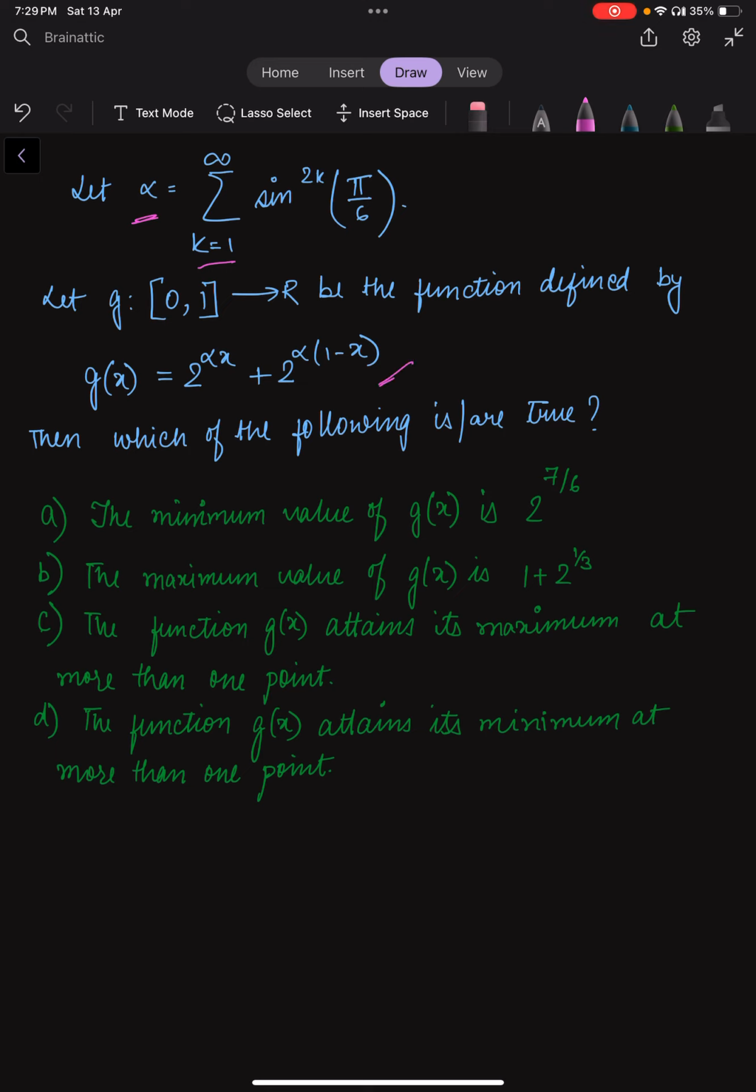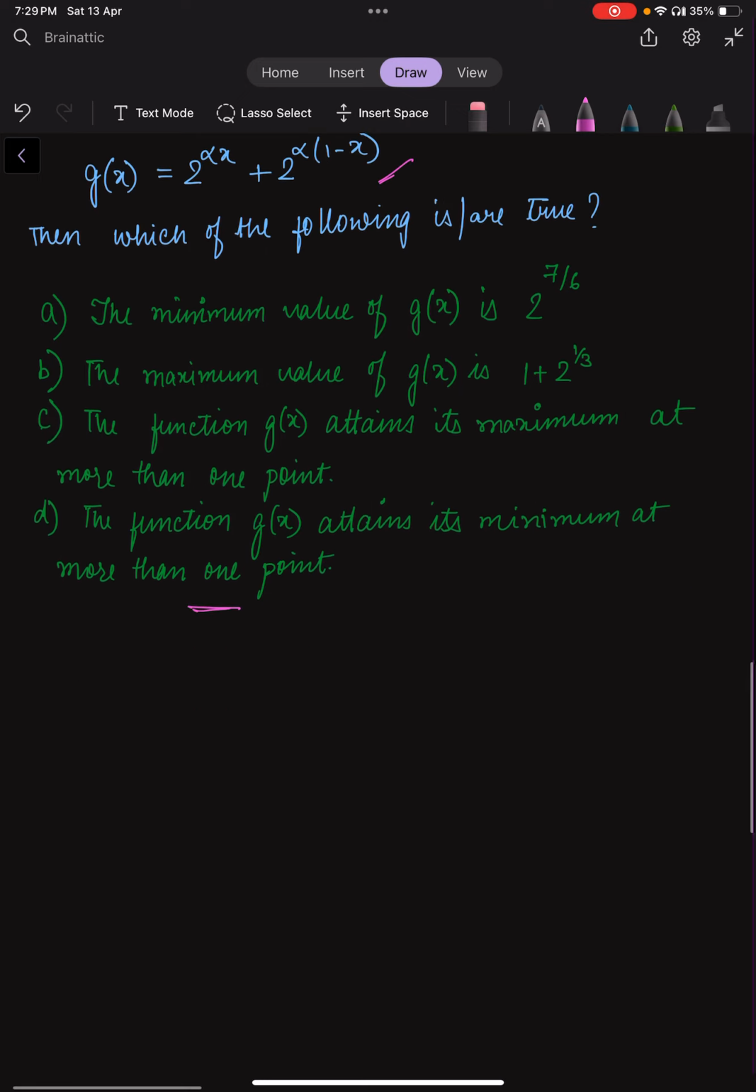Now, this is a more than one option correct type of question, so we have to select multiple options. The minimum value of g of x is 2 power 7 by 6. The maximum value of g of x is 1 plus 2 power 1 by 3. The function g of x attains its maximum at more than 1 point. The function g of x attains its minimum at more than 1 point. So these are our four options. Let us begin solving the problem. So what do we have?